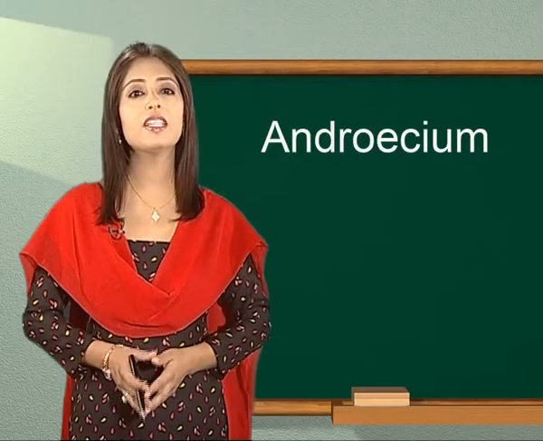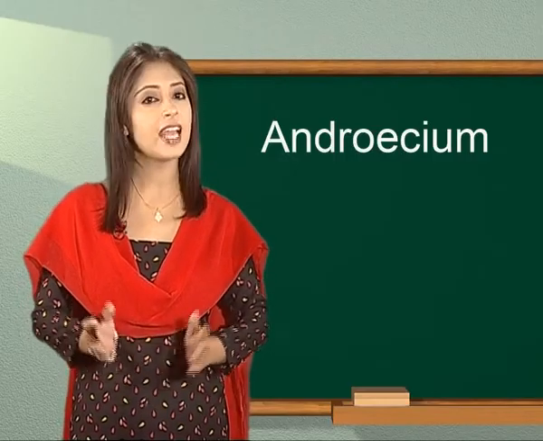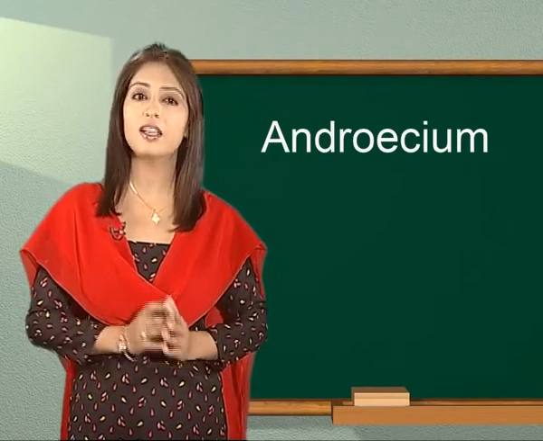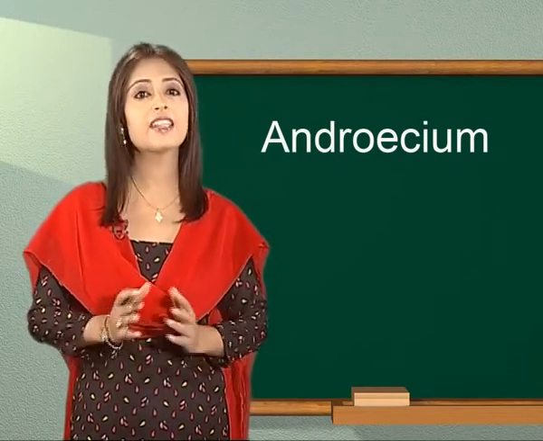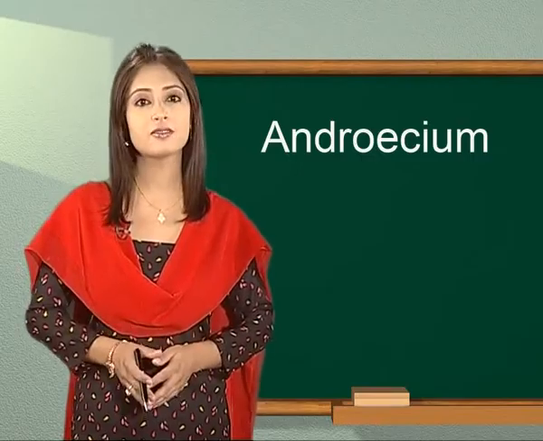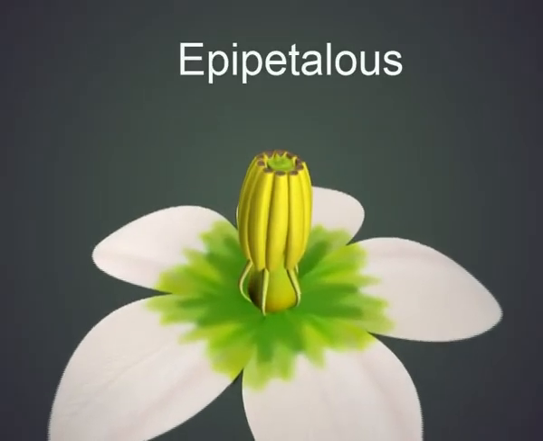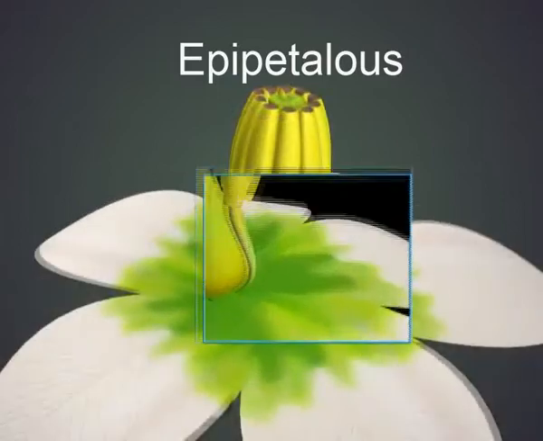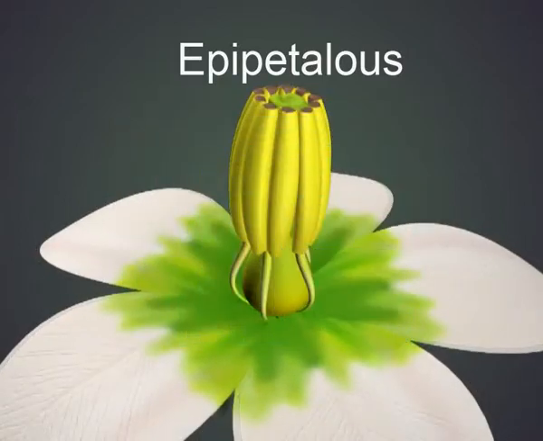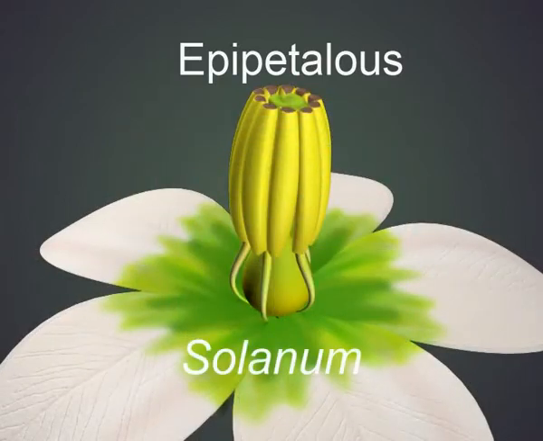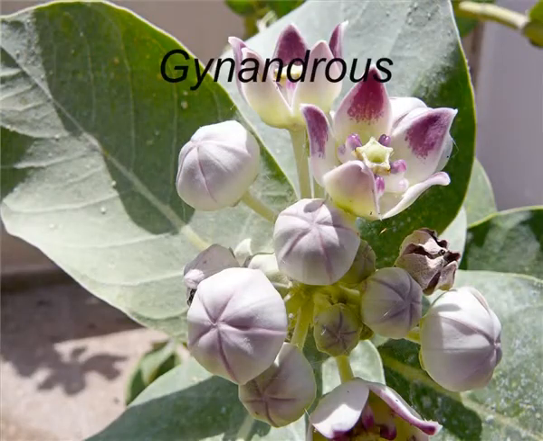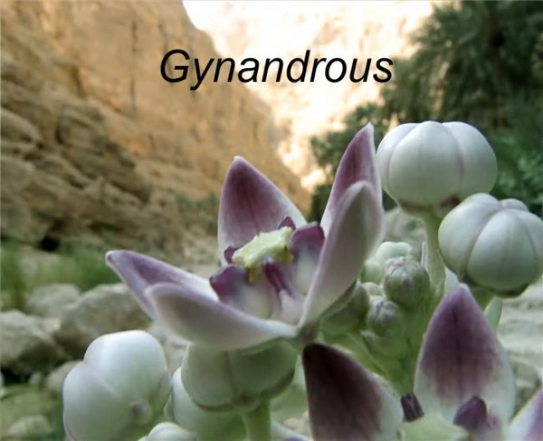Now, depending on the adhesion of stamens, that is joining of stamens to other parts of a flower, technical terms used are epipetalous, when stamens adhere to the petals by their filaments, as seen in solanum. Gynandrous, when stamens adhere to the carpels, as seen in calotropis or aak.